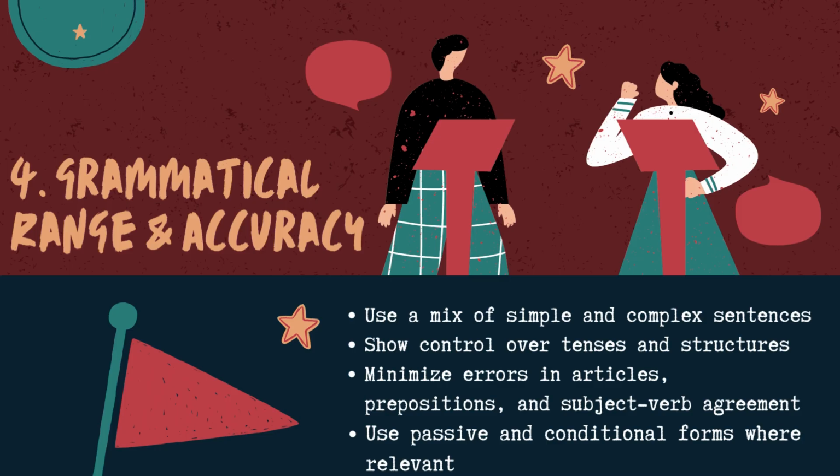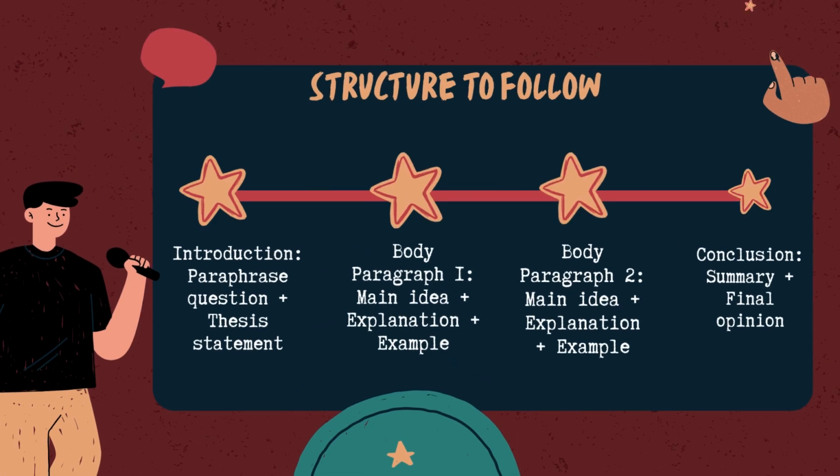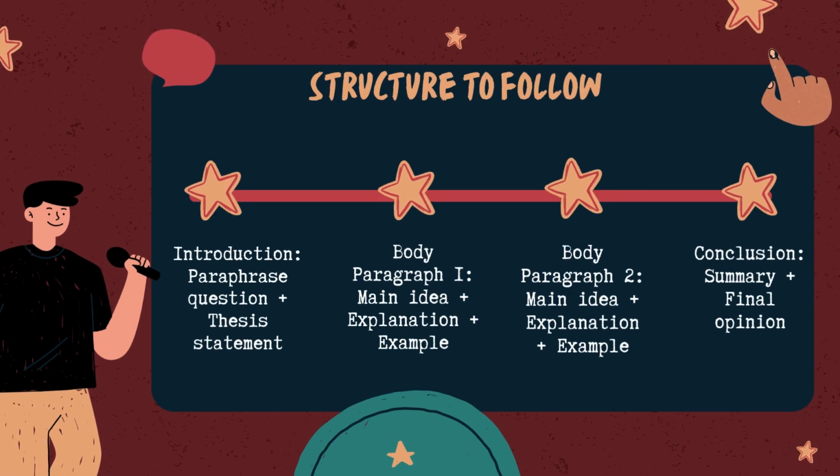Then we have subject verb agreement. So, in it, we have the basic rule like singular subject with singular verb and plural subject with plural verb. For example, he is a singular, so he plays football, and they, it's plural, so they play football. Then we have use passive and conditional forms where relevant. This is important. Use if and then sentences.